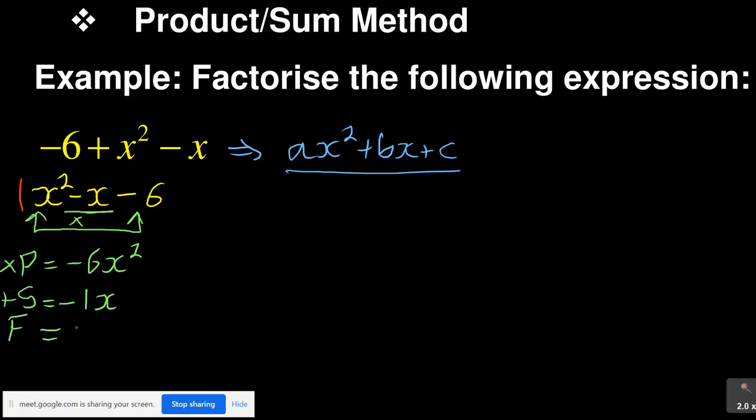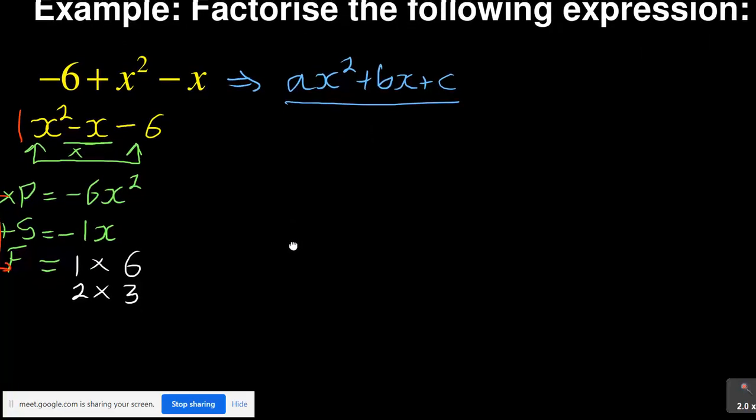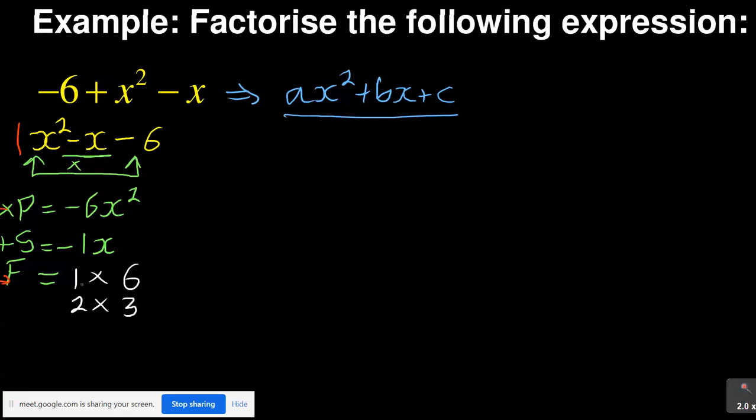Now the factors in this case, I said you are always looking for the factors of the product. Remember, it's the factors of the product. So in this case, we're looking at the factors of 6. So 1 times 6 will give me a 6. The next one is 2 times 3. These are different ways of getting a 6. The next one is 3 times 2, which is the same as 2 times 3. So these are the only 2 ways of getting a 6.